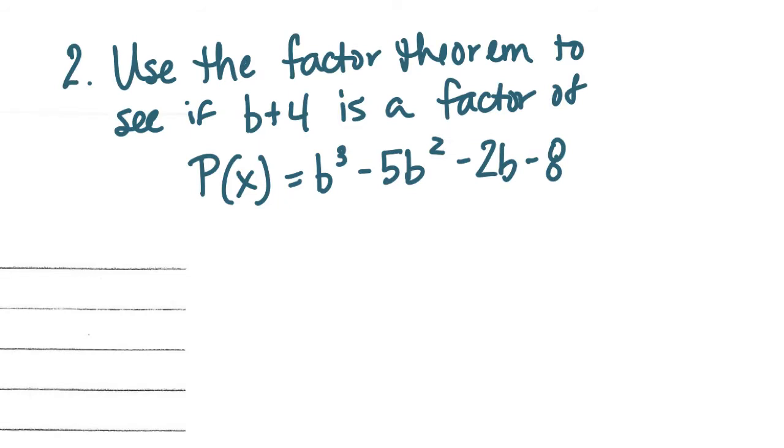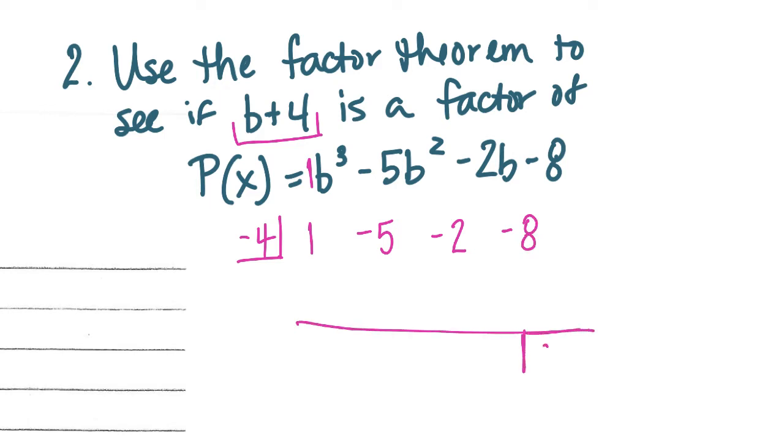All right, our last question is asking us to use the factor theorem to see if b plus 4 is a factor of b cubed minus 5b squared minus 2b minus 8. So remember, in our box, we're going to put the opposite because they gave us it as a binomial. And then we're going to use the numbers 1, negative 5, negative 2, negative 8. And I know it's a factor if the remainder is 0.